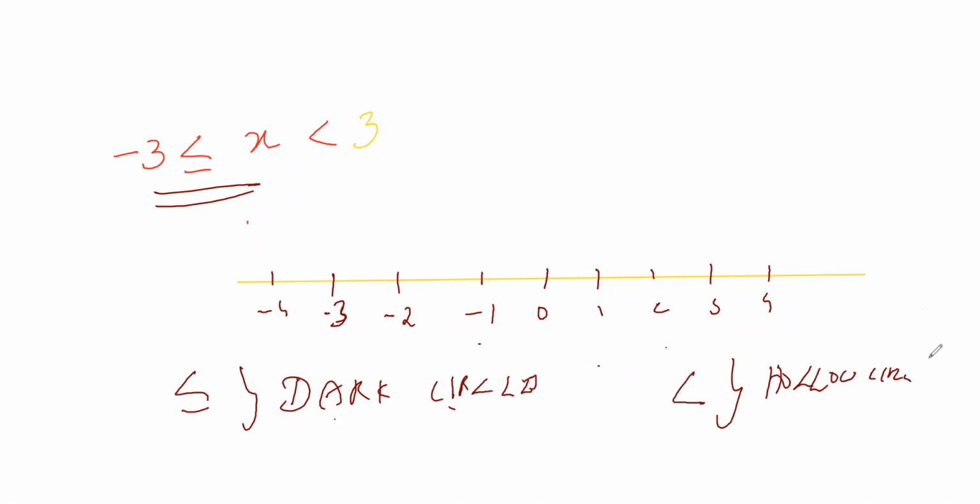Less than symbol, hollow circle. So what you do is you just put a circle first thing here. Hollow circle for what? Less than 3. This is not a dark circle, this is a hollow circle. Less than or equal to 3, I should put a dark circle. Then we draw the number line between the 2 things.